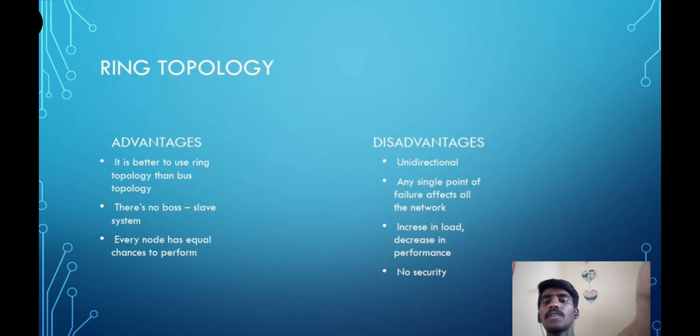So what are the disadvantages involved? As it is unidirectional, we can't make it fast. Any single point of failure affects the whole system. If one device fails, it affects the other systems as there is no other path. And just like bus, as I told, there is no security for this. And if there is an increase in load, there will be a decrease in performance.